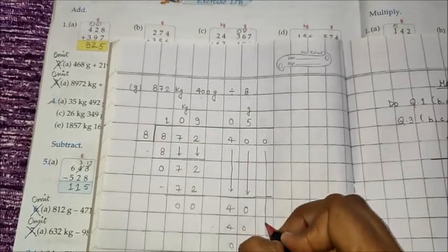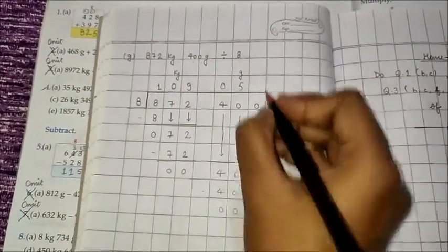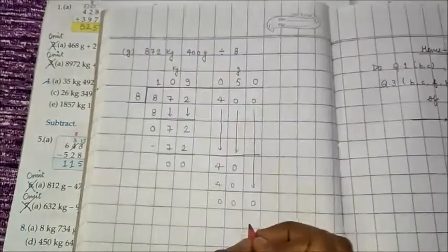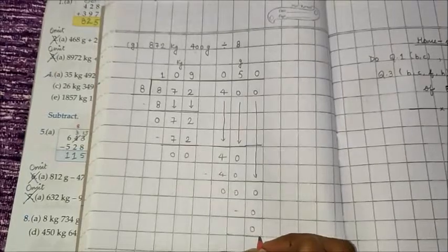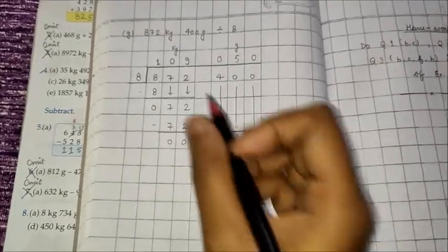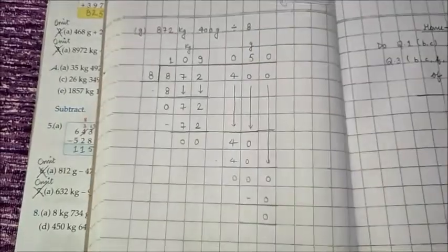Next is 0, right? सो 0, 8 की टेबल में 0 कितने टाइम्स आएगा? 0 टाइम्स. सो 0 टाइम्स 0. Then subtract. It will be 0 in the remainder now. And what is the answer? The answer is 109 kilogram and 50 gram.